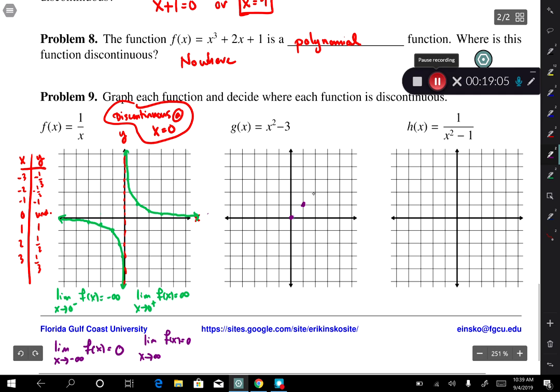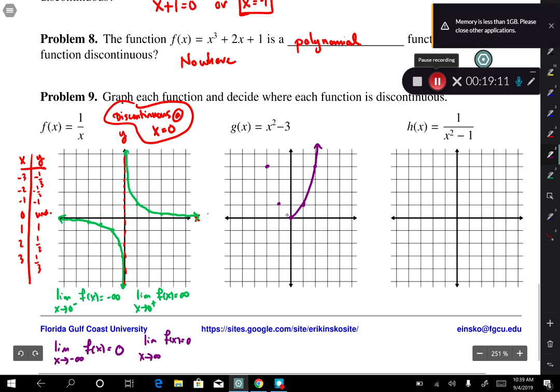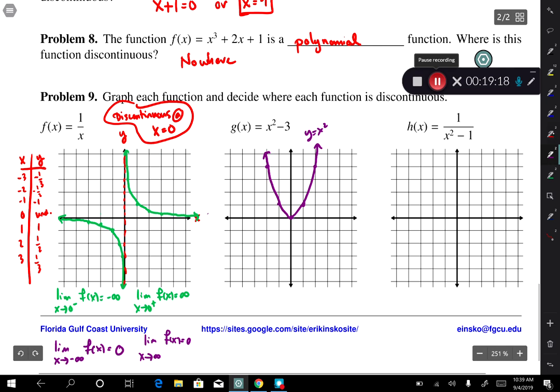So what I'm plotting here is not the function that I want to plot. This is just y equals x squared. But now y equals x squared minus 3 is the same plot, just shifted down 3 units. So in red I'll plot the actual curve that we want. Let's see here. Something like that.